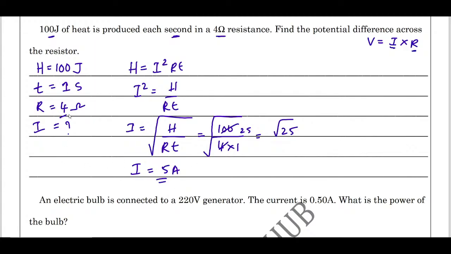Now use the resistance value and the current value to find out the potential difference. Now V equals I into R. Potential difference V equals I, which is 5. The resistance value is 4. Therefore V equals 5 into 4, which is 20 volts. Therefore the potential difference across the resistor is 20 volts.